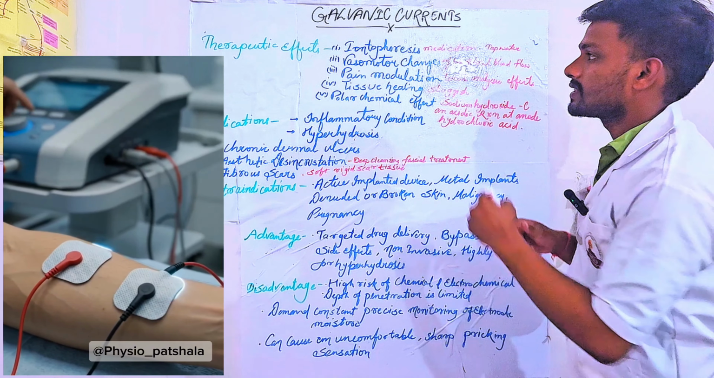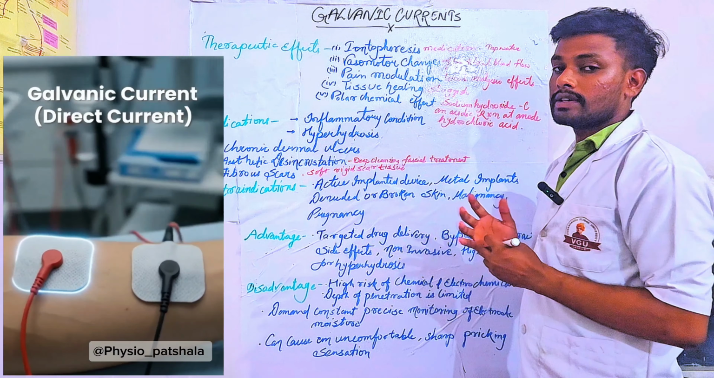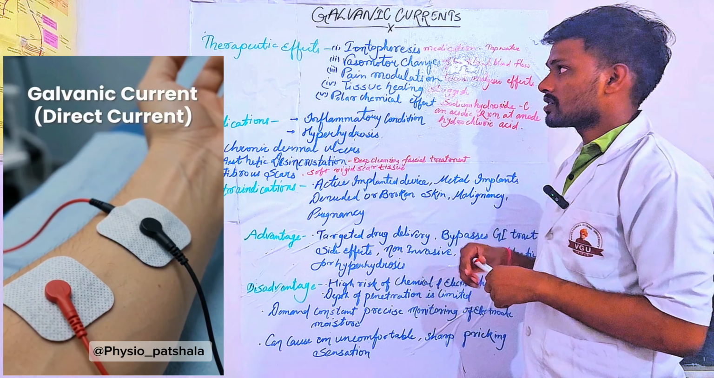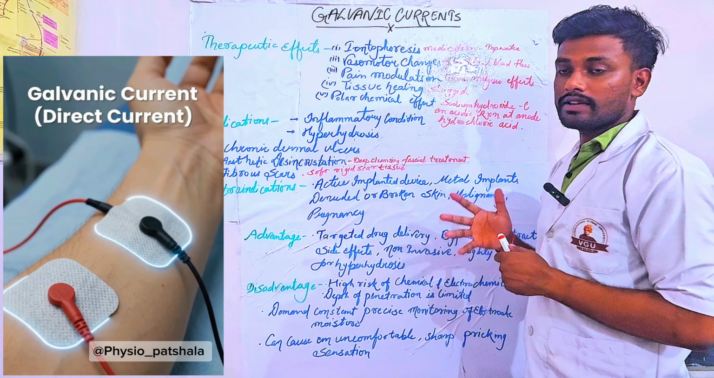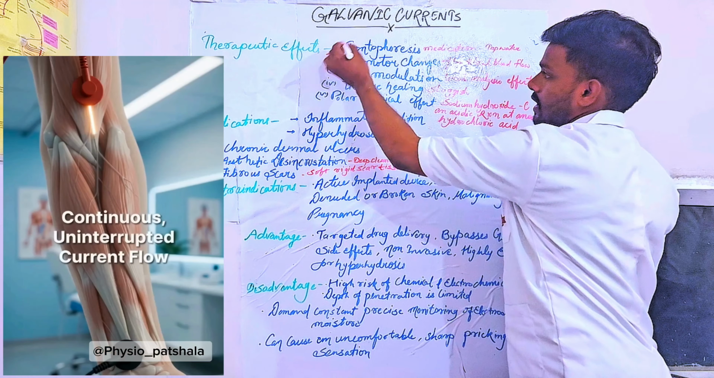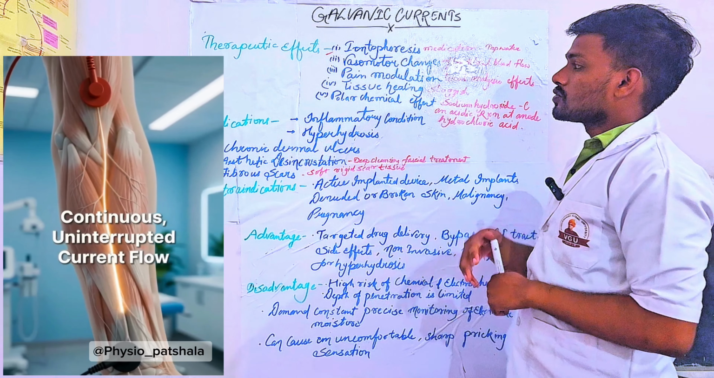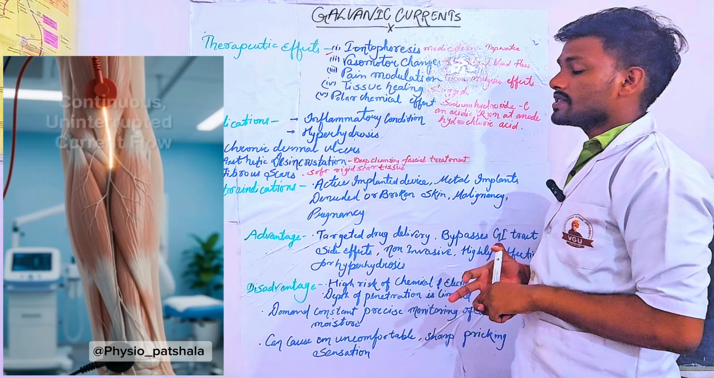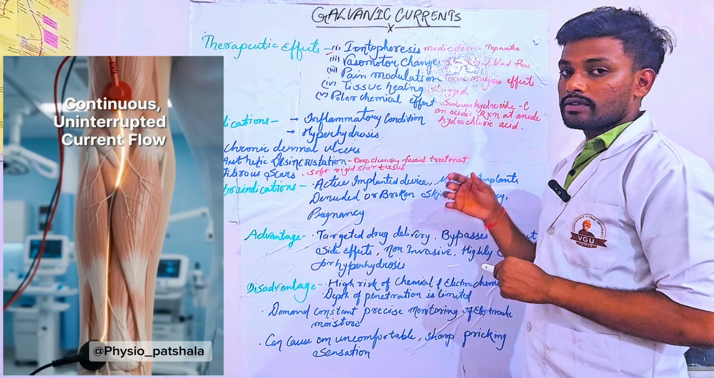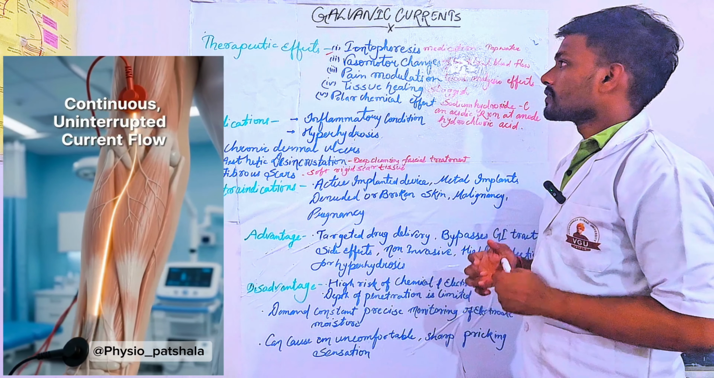So what is the therapeutic effect? If we are applying the muscle stimulator, which is galvanic current, over the treatment procedure of the patient, what is therapeutically shown in the body? First is iontophoresis. What is the meaning of iontophoresis? Iontophoresis means the delivery of a drug via galvanic current through the semi-permeable membrane onto the skin.